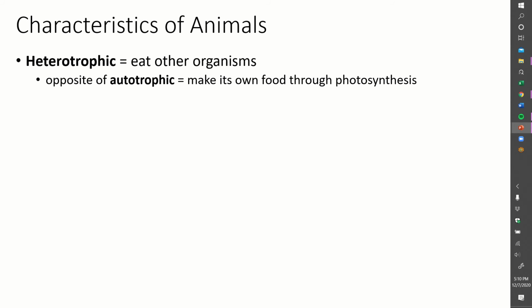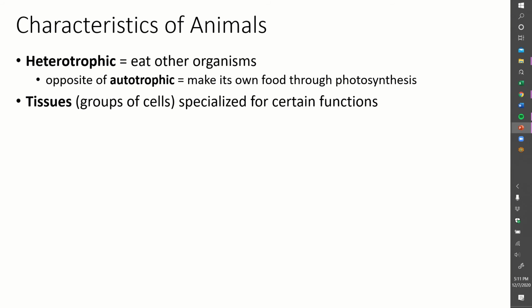Okay, so you remember that animals are heterotrophic, meaning that they eat other things. So hetero means different, trophic means eat. So anything that is heterotrophic eats other organisms. Animals are heterotrophic. Some protists are heterotrophic, and fungi are also heterotrophic. The opposite of heterotrophic is autotrophic, meaning that it makes its own food. The most common form of autotrophy is making food through photosynthesis. There are some rare things that do chemoautotrophy, making their own food through other chemical mechanisms.